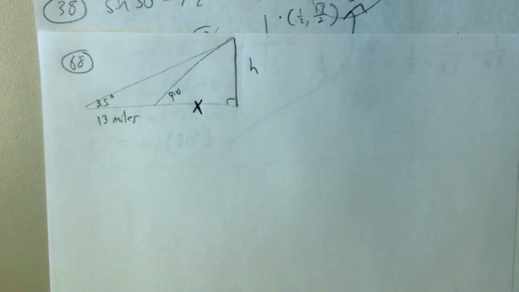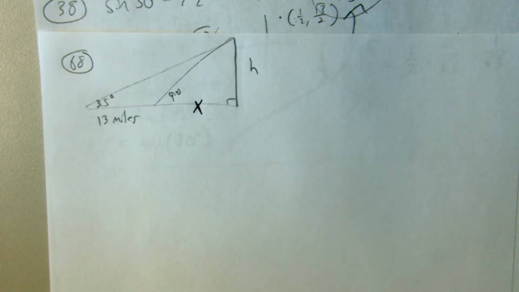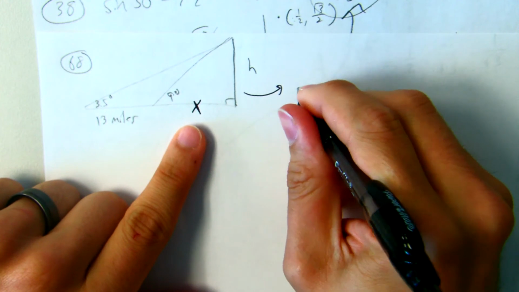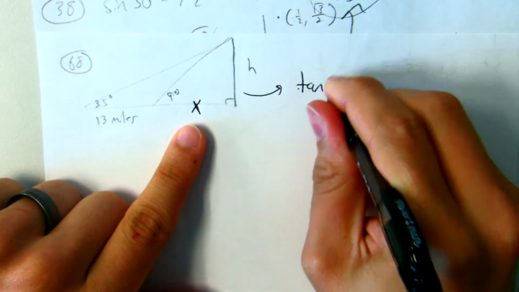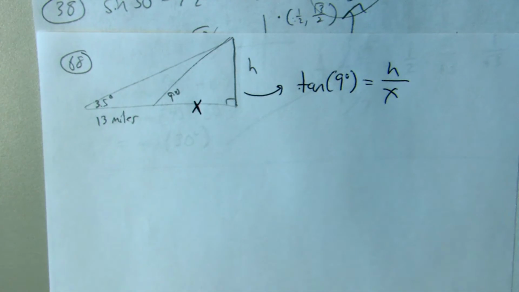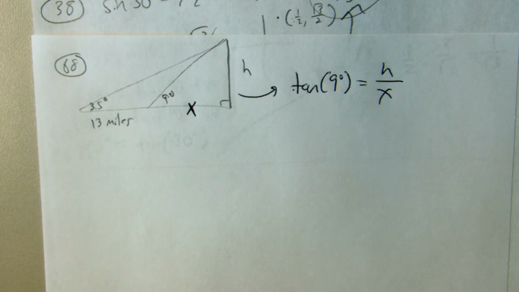So I've got X's and I've got H's. Unknown length and unknown length. Well, from this right triangle, I can set up a SOHCAHTOA equation and say that the tangent of 9 degrees is opposite over hypotenuse. And if I knew how big X was, I could solve that for H, which I'm really interested in. But I don't. One equation, 2 unknowns, that's not going to be good enough.